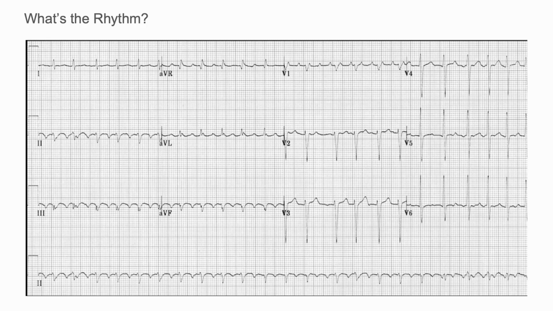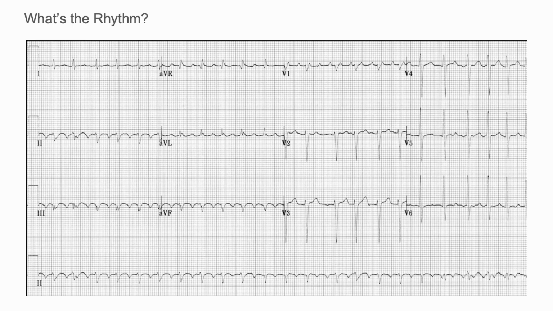Now we come to another practice example. So what's the rhythm here? Again, pause to make sure you are testing yourself. Remember to break it down with our classic rate, rhythm, axis, intervals, pathology, strategy to build up that systematic habit. So this is actually a nice example of typical counterclockwise atrial flutter.